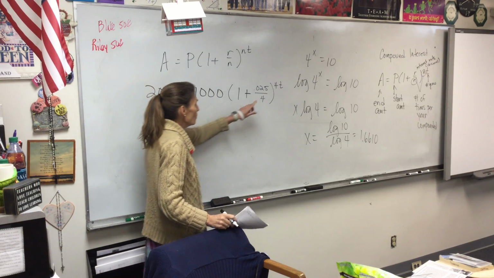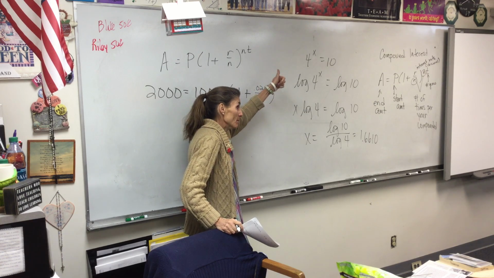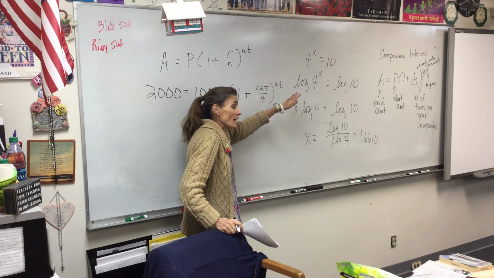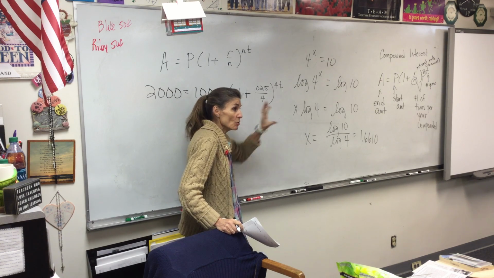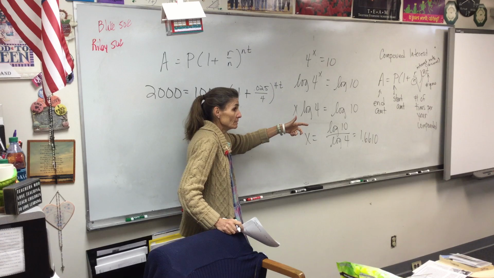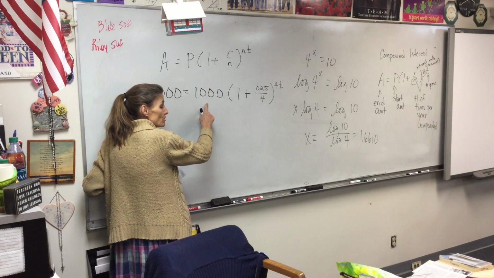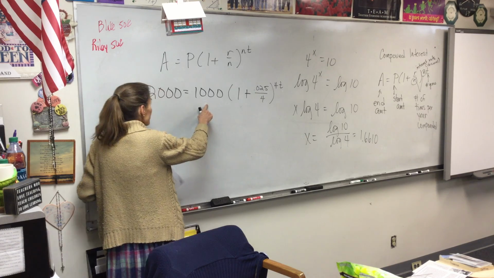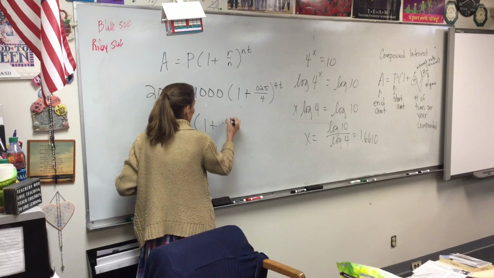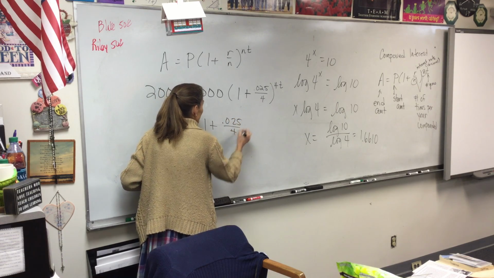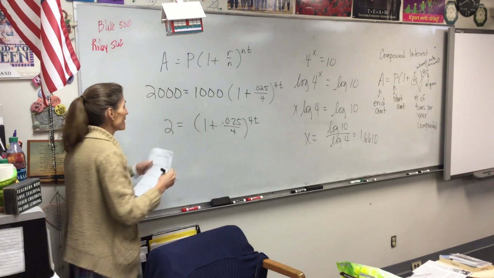Notice, where is your variable? Oh, it's an exponent, it's up. It can't be up. So at some point, we're going to take the logarithm so that we can pull it off. Okay? But not yet. What do I have to do first? I gotta divide by 1,000. So step 1, I'm gonna divide by 1,000.